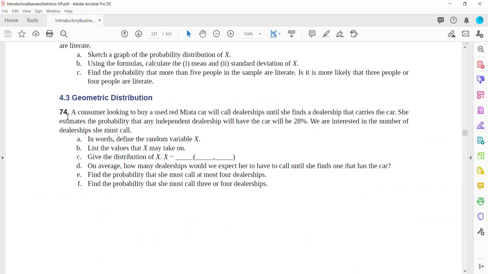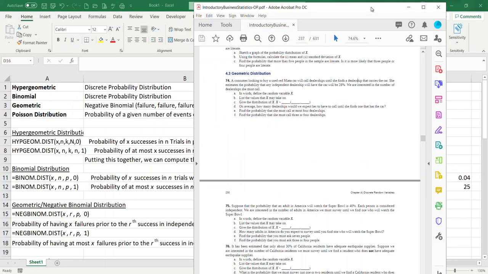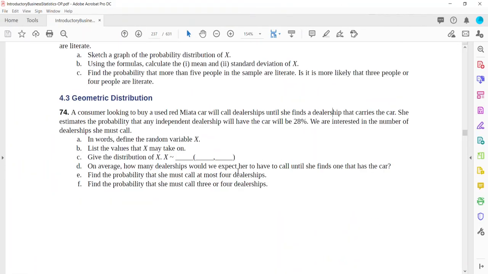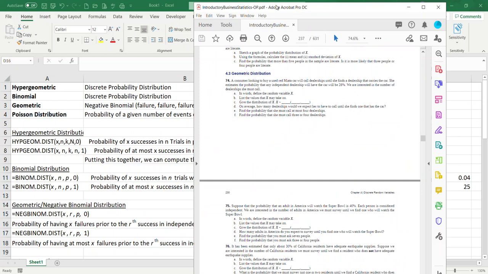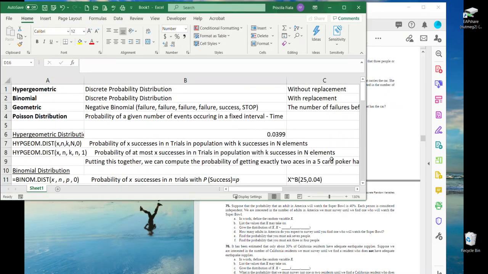A consumer looking to buy a used red Miata car will call dealerships until she finds a dealership that carries the car. She estimates the probability that any independent dealership will have the car will be 28%. We're interested in the number of dealerships she must call. So you see that they're not sure, so she's going to have to call so many to finally get a success. So it's probably going to be failure, failure, and then a success. She finds one, and then again, so that would be the geometric. Let's go ahead and use the formula.